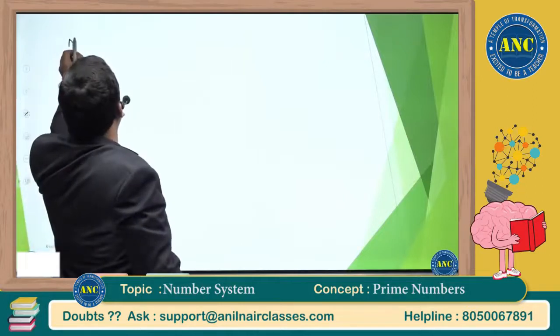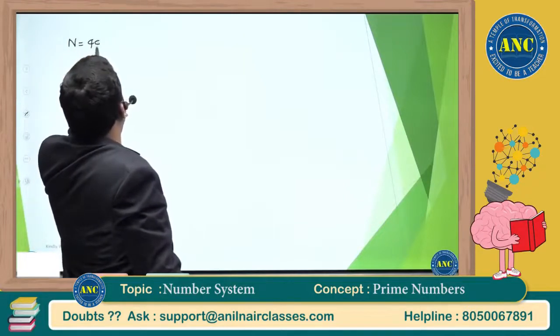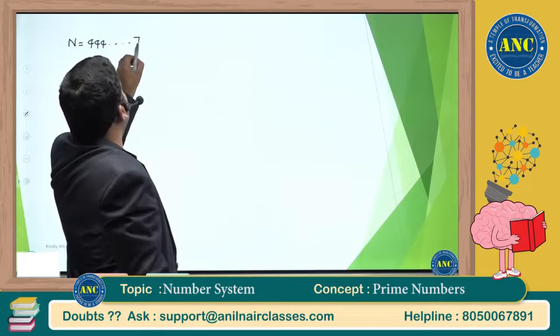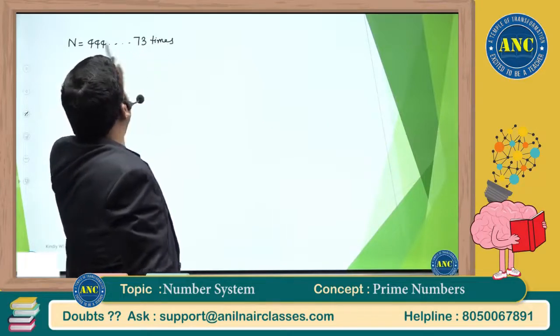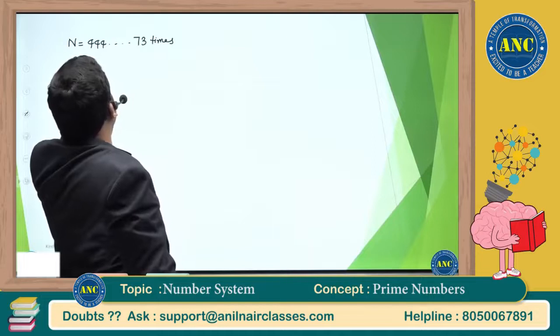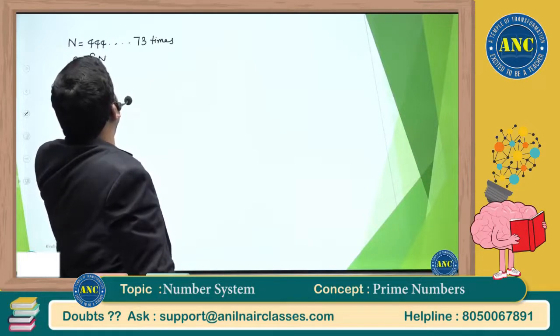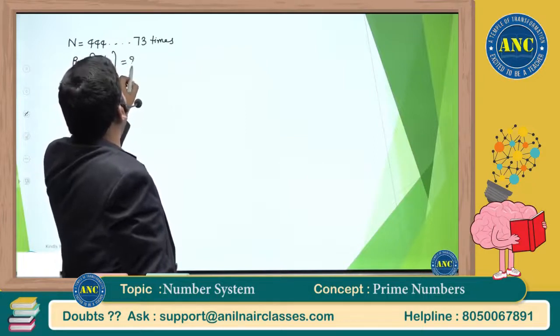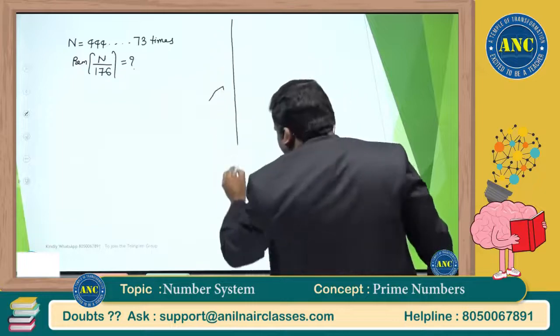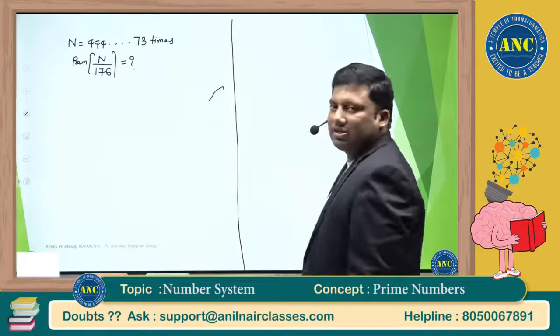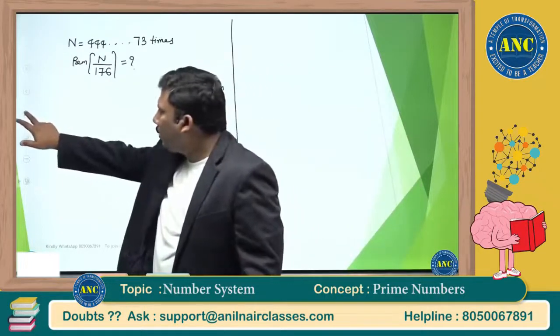Question is, n is equivalent to 4444444, written 73 times. Find the remainder when n is divided by 176.